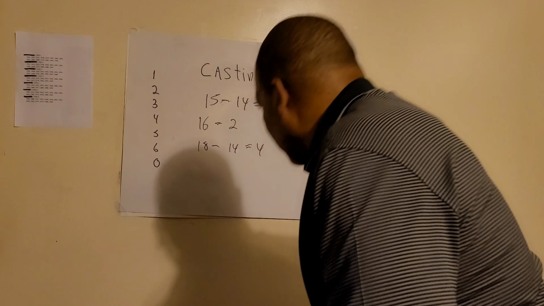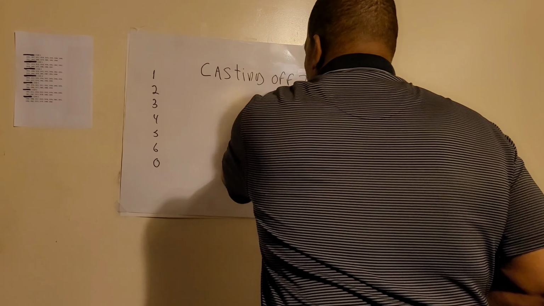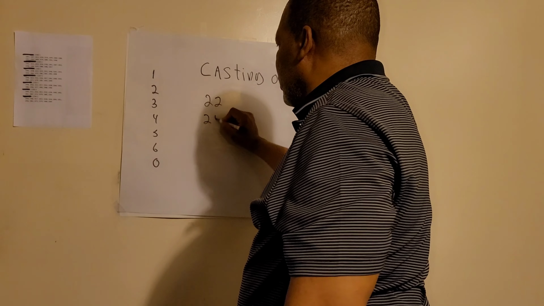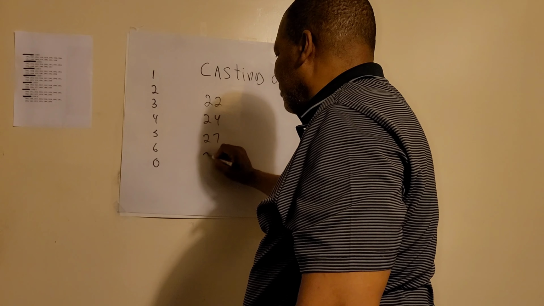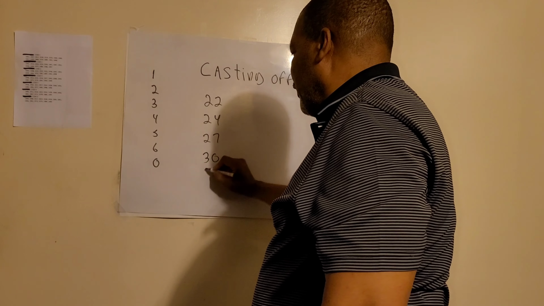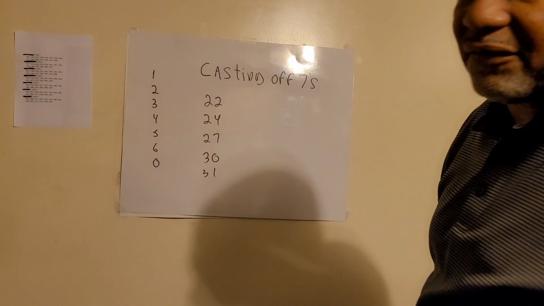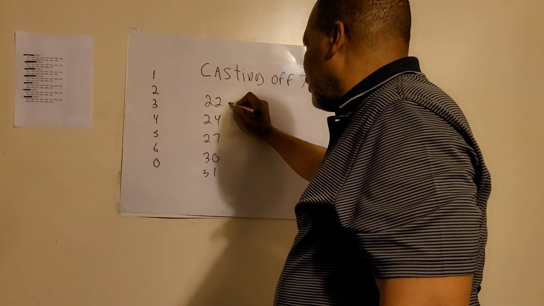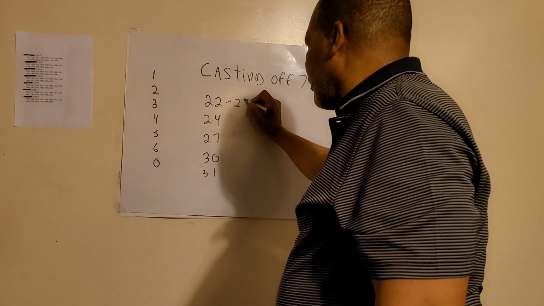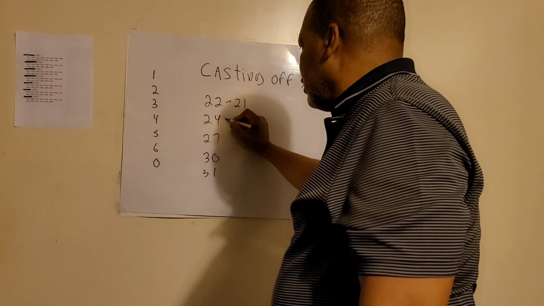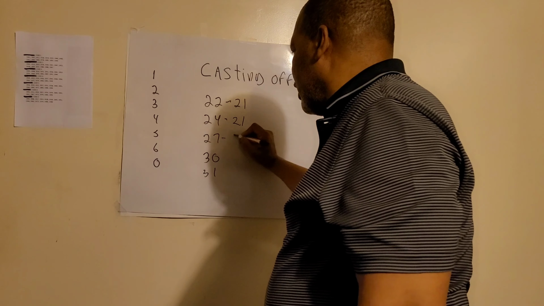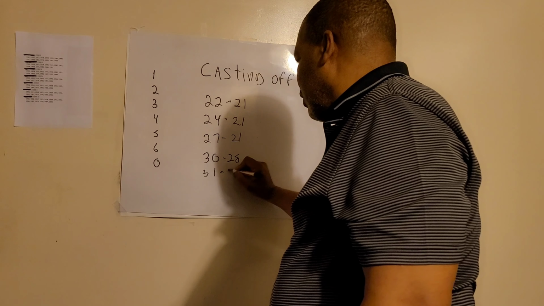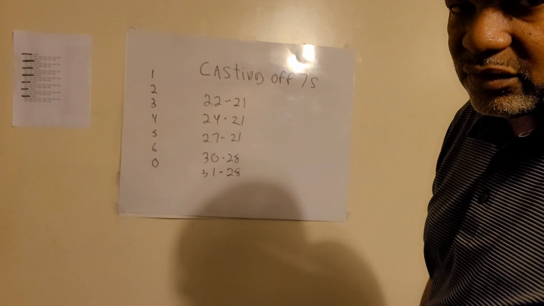If you're into the 20s, if you got 22, 24, 27, and then go into the 30s, 30 or 31, same thing. When you cast off your sevens, you know you've taken away 21 here. Okay. Again, you take away 21. You take away 21. Here you take away 28. And here you take away 28. Those are the highest numbers that go towards 7.